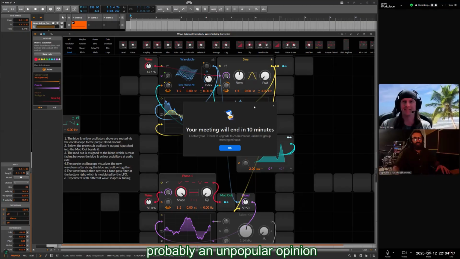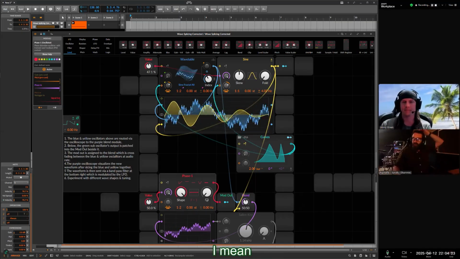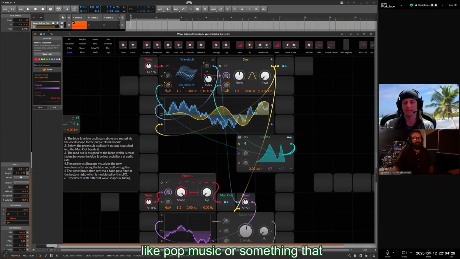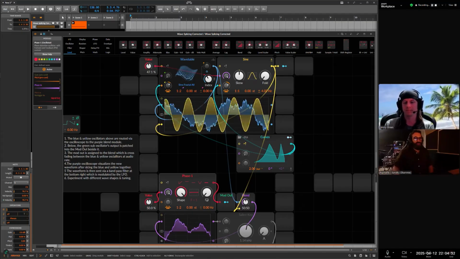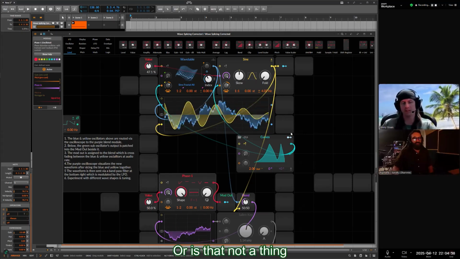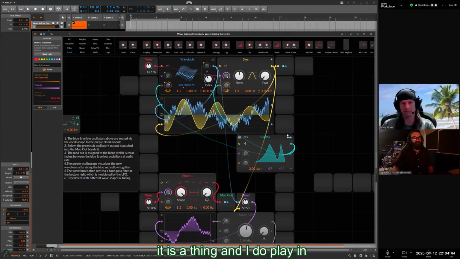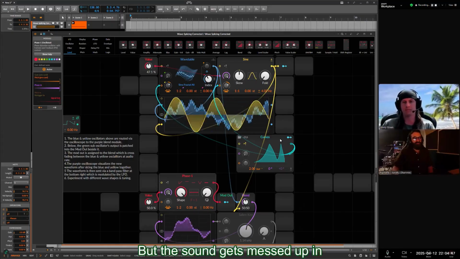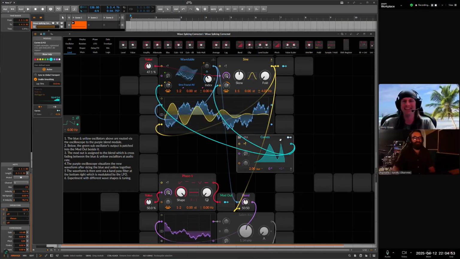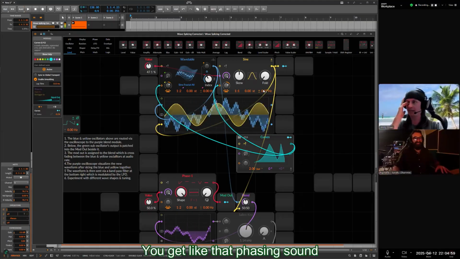Yeah, it's probably an unpopular opinion, but if I was writing music that was going to be played, like pop music or something, Well, it's more for clubs, like some clubs force mono, right? Or is that not a thing? Yeah, it is a thing, and I do play in clubs. But the sound gets messed up in the club anyway. Maybe I should care about it. Maybe I'm being lazy. It sucks because it's such a cool sound, but you get that phasing sound when it's forced to mono.